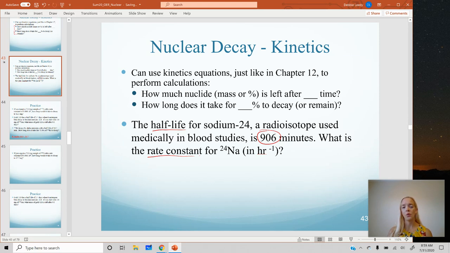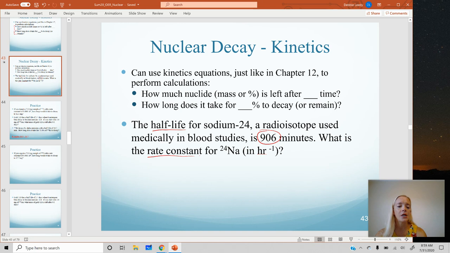First key thing to always pay attention to in these calculations is your units. Your rate constant and your time have to be in the same fundamental time unit so that they can cancel out. And then your amounts of substances, your initial and final, have to be in the same unit. So always pay attention to either what's requested or what's given.